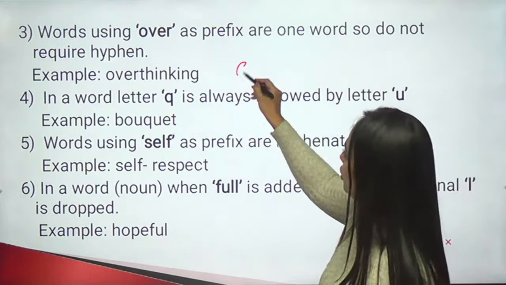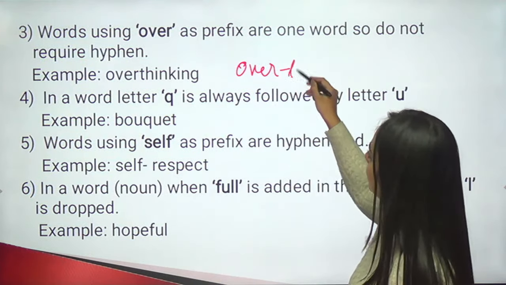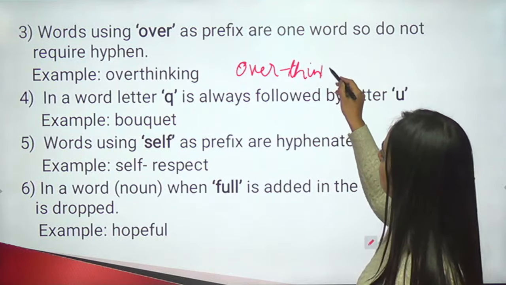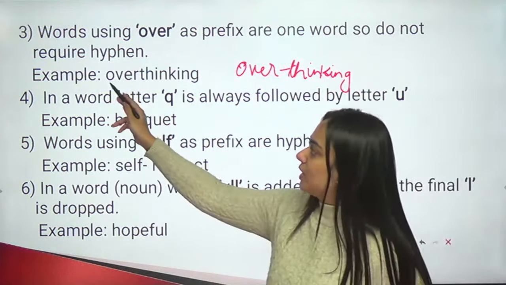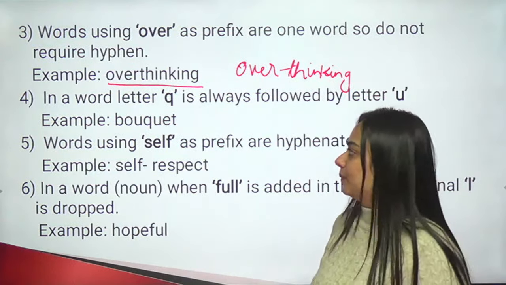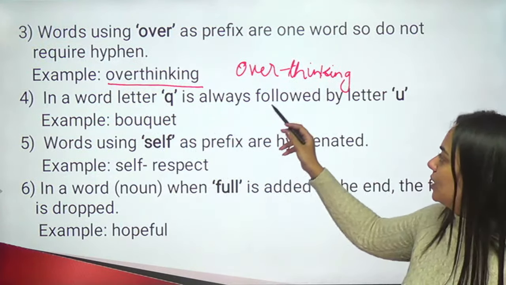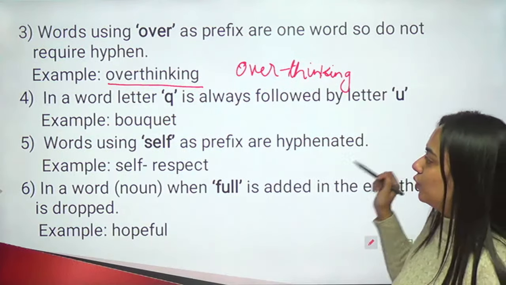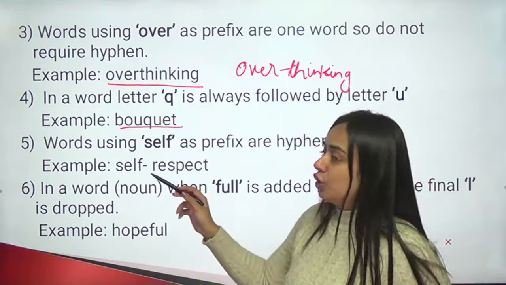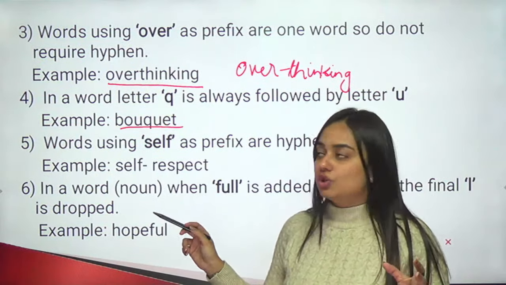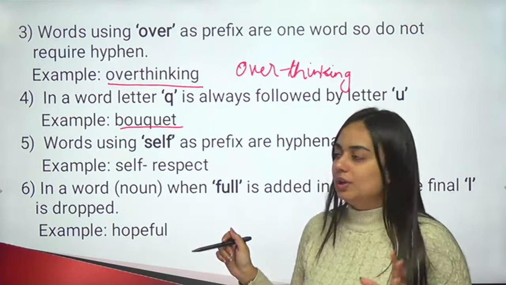So you will not write over hyphen thinking. तो जिसके साथ over लगता है as a prefix, आप उसे as a one word ही लिखेंगे. In words, letter Q is always followed by letter U. For example, bouquet, banquet, Q. There are so many examples. तो जहाँ Q लगता है, mostly उसके साथ U भी लगता है.